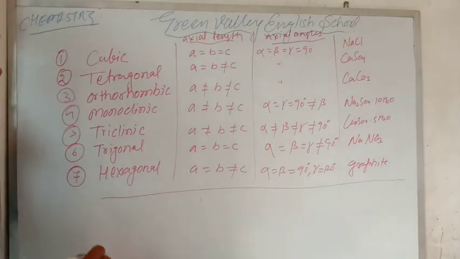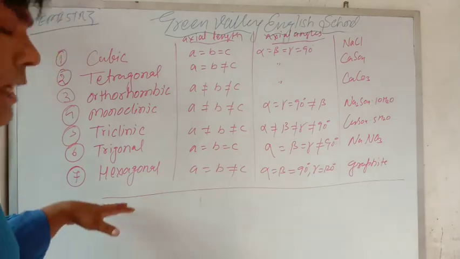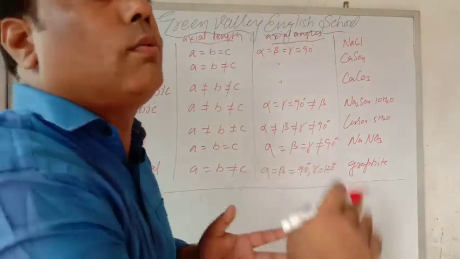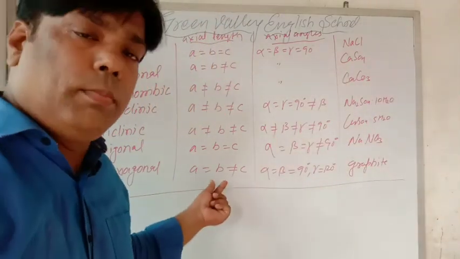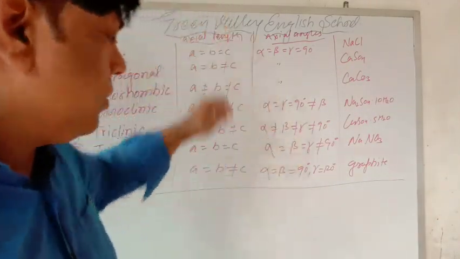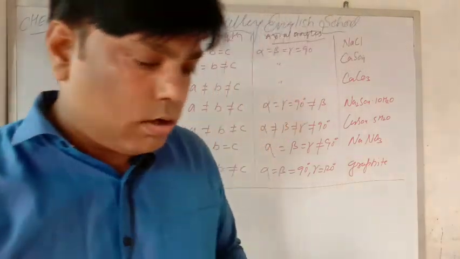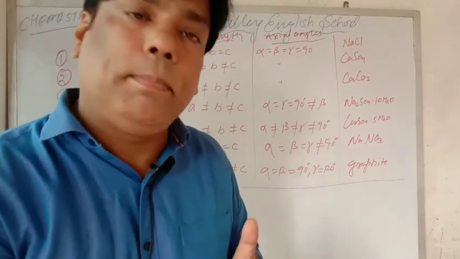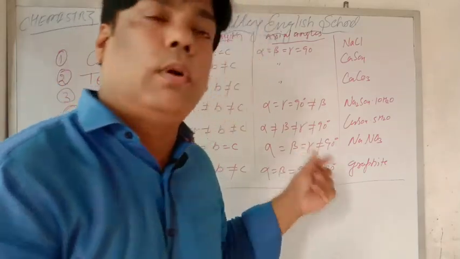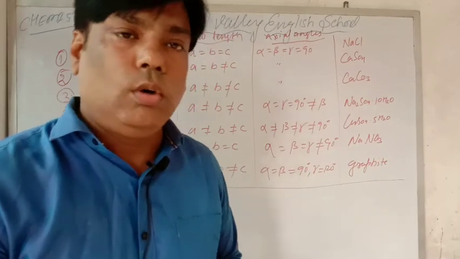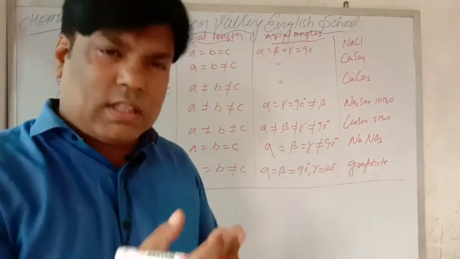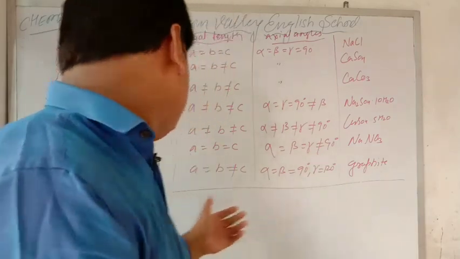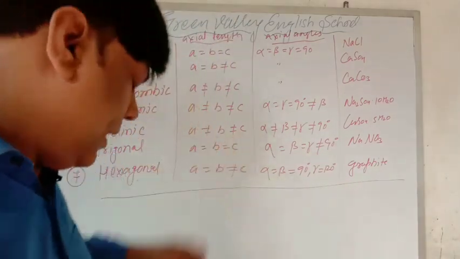The seventh and last is hexagonal. In hexagonal, A is equal to B, but A or B is not equal to C. Similarly for the axial angles, alpha and beta are equal to 90, but gamma is not equal to 90. For example, cinnabar, graphite and ice are all examples of hexagonal unit cells.